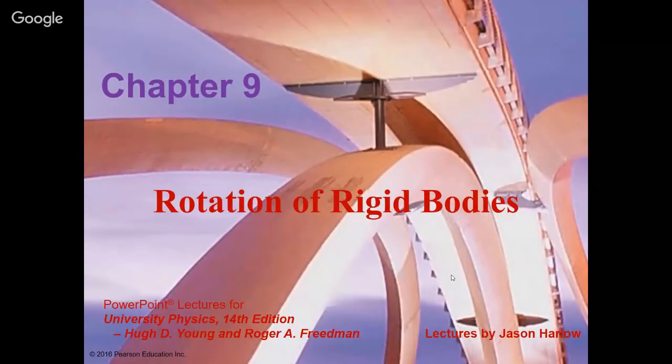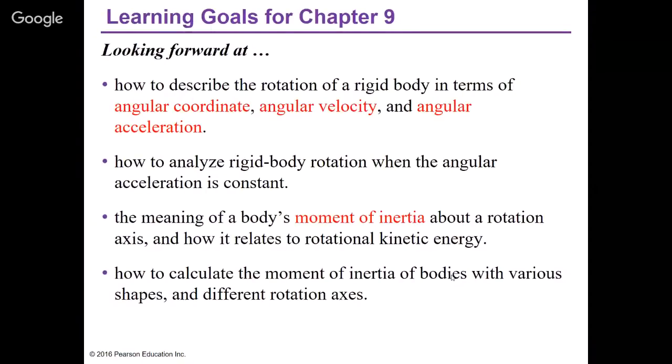Today we're going to talk about rotation of rigid bodies. In this chapter, we're going to learn about rotation in terms of angular coordinate, angular velocity, and angular acceleration. They have direct analogs to what we have learned in terms of displacement, velocity, and acceleration. We're talking about linear motions when objects are translating. And here we're basically redefining all of these concepts in the angular space.